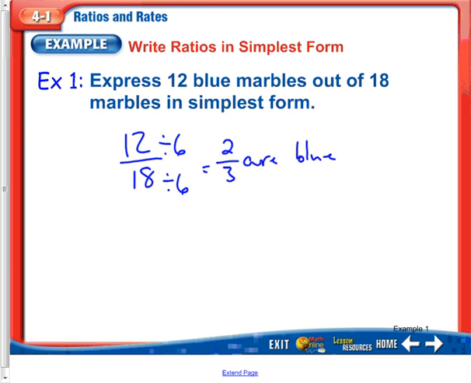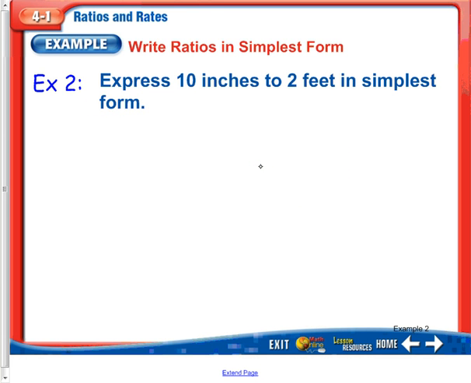Since this is a word problem, we want to include units with our problem. So in this case, 2/3 of the marbles are blue. So express 10 inches to 2 feet in simplest form. The key thing here is that we have different units. In order to put this into a fraction, we need to have all the units be the same. So we want to say 10 inches to 24 inches rather than 10 inches to 2 feet. So we get it in common language, so that way we have inches and inches on both.